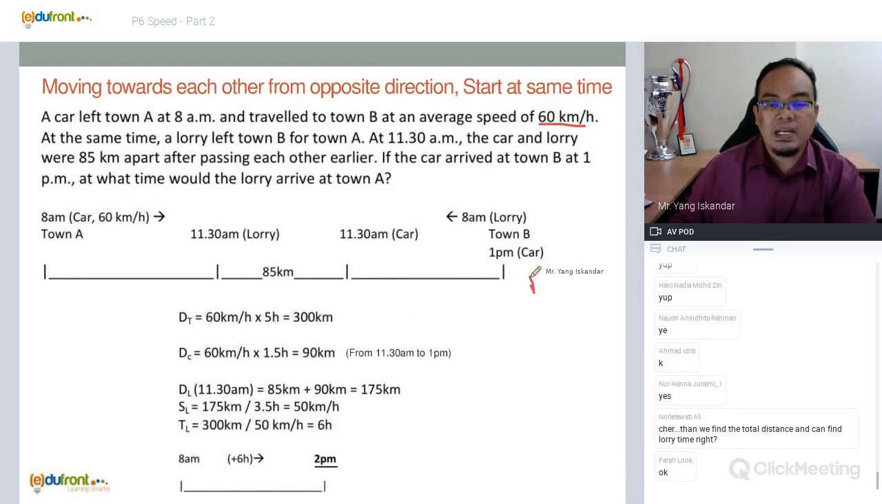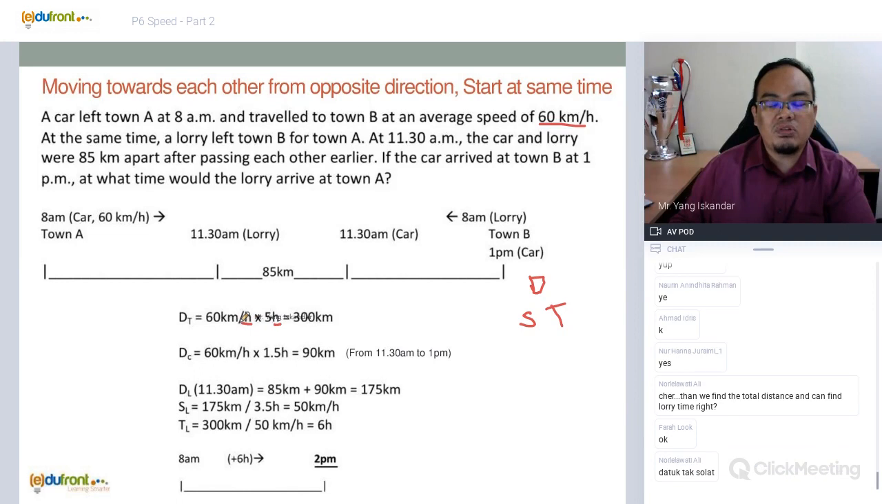So for distance, remember DST, some students forget this formula. Please don't forget DST: to find distance, speed multiplied by time. And of course, you need to ensure that the units are the same before you multiply, right? Sometimes you need to leave your answer in terms of minutes, sometimes in terms of hours, depending on the units given.